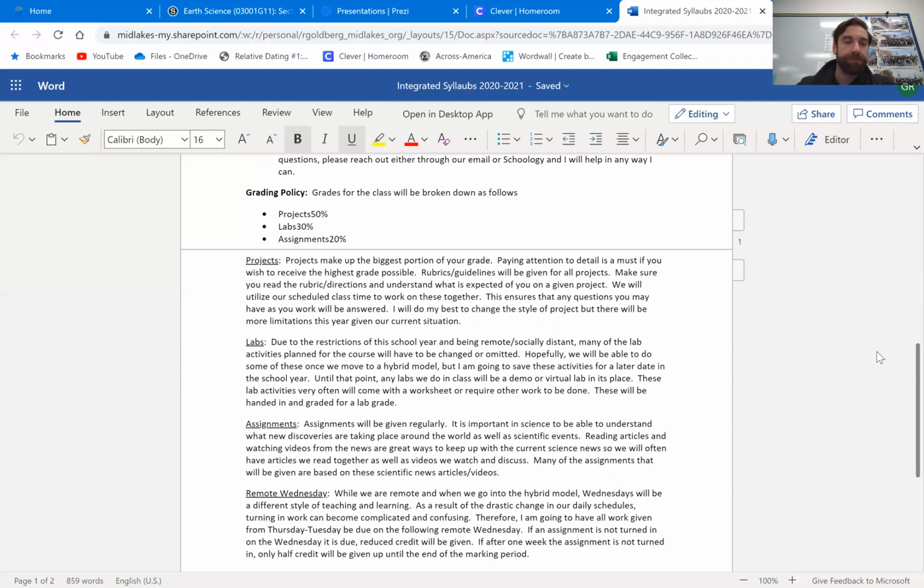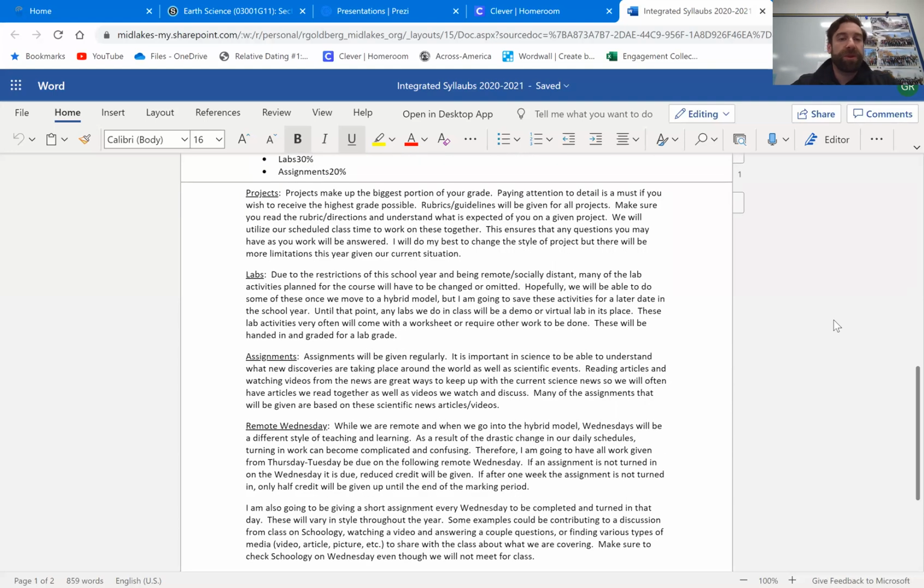So a little bit of a breakdown as to what these three categories look like. As I said before, the projects are the biggest portion of their grade, and they're all going to be research-based. Now, I'm going to try my best to kind of give them different types of research projects, whether it be through a PowerPoint, whether it be through maybe a short essay or other means.